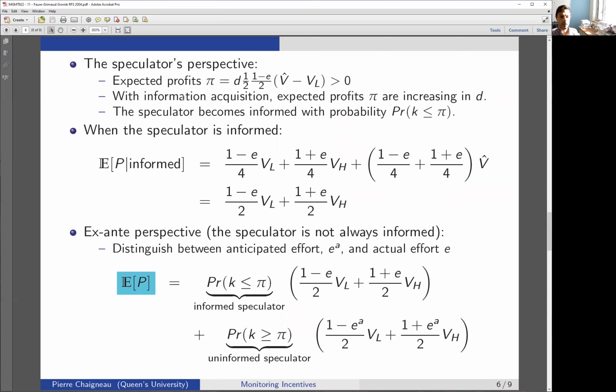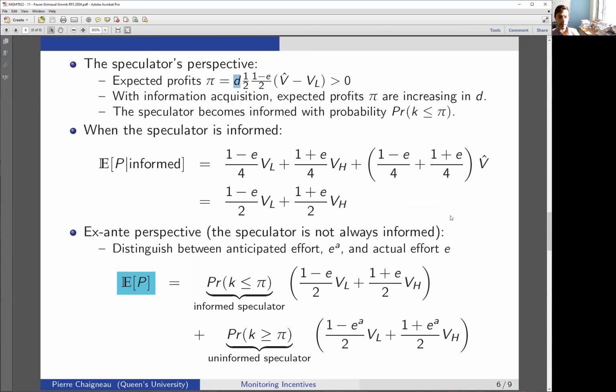And so when the speculator becomes informed, his expected profits are increasing in D. So the larger the amount D that liquidity traders are selling, the larger the amount that the speculator can sell when he has some negative information, and so the better off he is going to be. And so this is why a liquid market is actually quite important to motivate informed trading, because it's going to result in higher expected profits from informed trading.